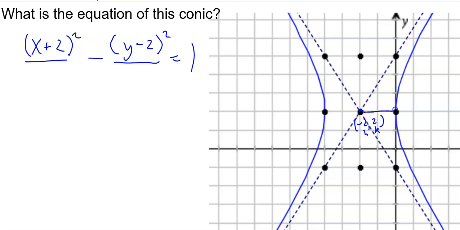Horizontally, it's going 2 units, which means this is 4. Vertically, it's going 3 units, which means this underneath y, which is vertical, would be 9. And that's the equation.